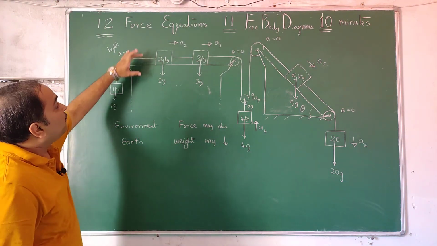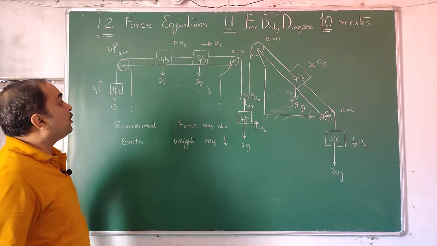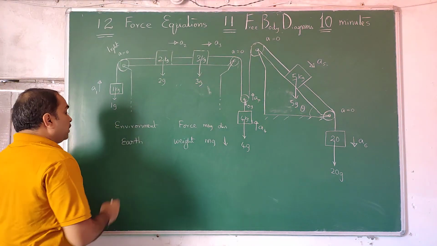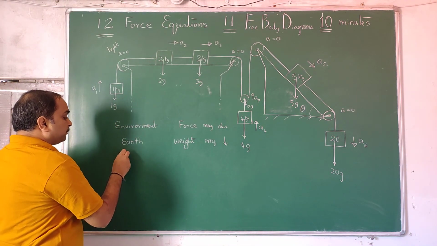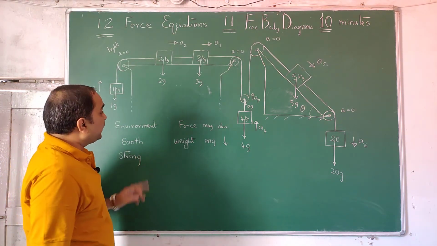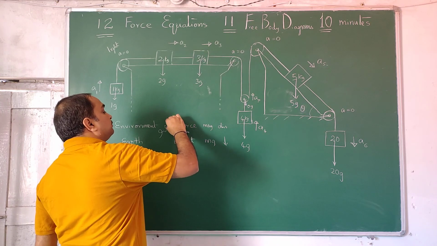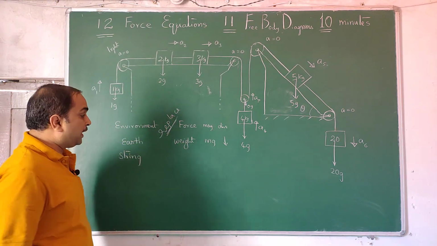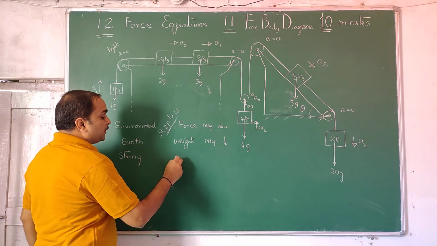Next, environment. For any mass which you are interested in, what is its environment? First environment is earth. Second environment is the wires connected to each of them. So wire or string, the string is the environment. That string is to be replaced. Environment replaced with force, then you will get the free body diagram. So string is replaced with tension.